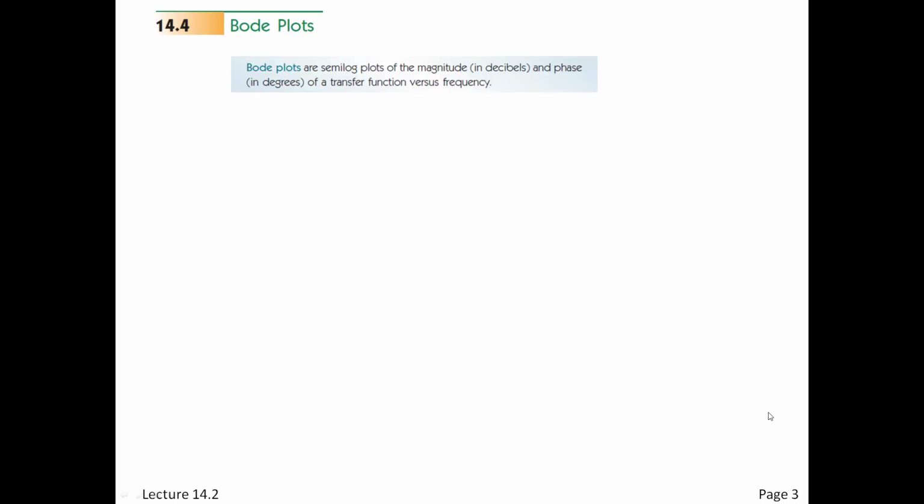So simply put, Bode plots are semilog plots. Semilog means one axis is logarithmic. That'll be the frequency axis. And the other axis is linear. That'll be the magnitude or phase, whichever one. So it's a way of compressing.